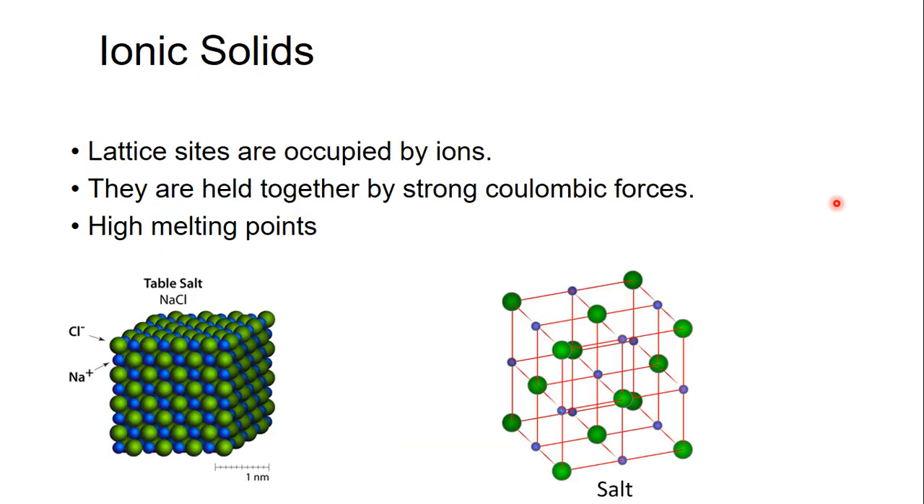So the next type of solid we have are ionic solids, and these solids are made out of ions. And they're held together by these strong Coulombic forces, and Coulombic forces just means electricity, electrostatics. You have a positive and negative ion together. They are held together very strongly. Since this is a very strong force, they have very high melting temperatures. For example, table salt, if you put table salt on your stove, it's not going to melt because that solid is held together very strongly.